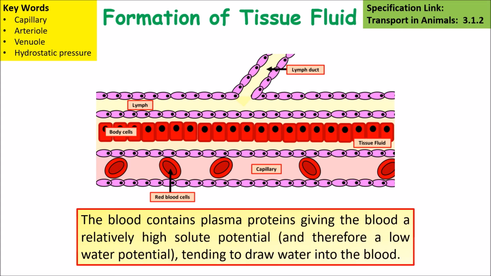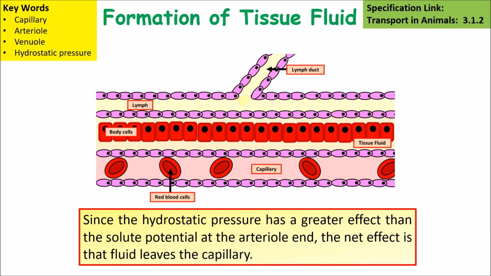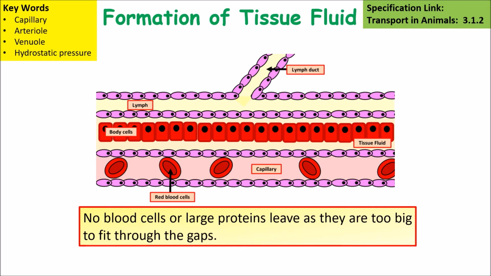The blood contains plasma proteins, giving the blood a relatively high solute potential, and therefore a low water potential, tending to draw water into the blood. Since the hydrostatic pressure has a greater effect than the solute potential at the arterial end, the net effect is that the fluid leaves the capillary. No blood cells or large proteins leave because they're too big to fit through the gaps.